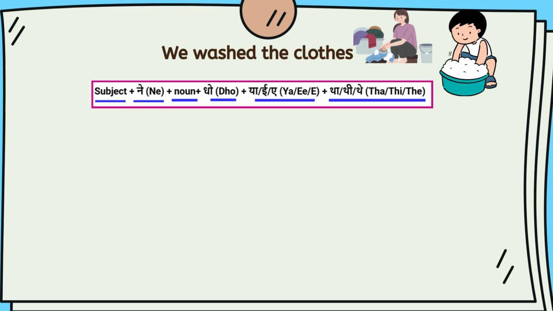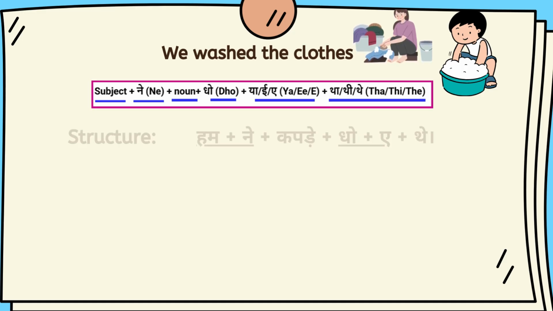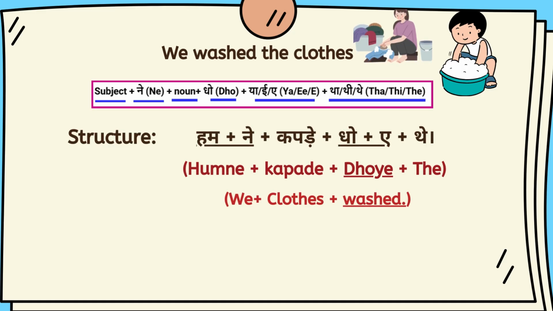Let's explore one more example. We washed the clothes. It becomes हम plus ने plus कपड़े plus धो plus a plus थे. So हम, which means we, when joined with ne becomes हमने, which is the we in past tense, followed by कपड़े, that means clothes, which is a plural masculine noun, which is then followed by धो.